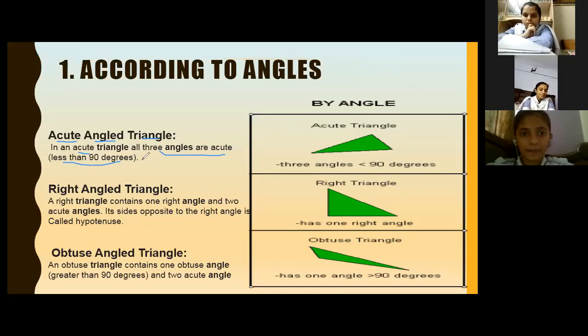Okay, here is Asya. Asya, I can give you a true or false: in an acute angle triangle, one angle is an acute angle. Is it true?